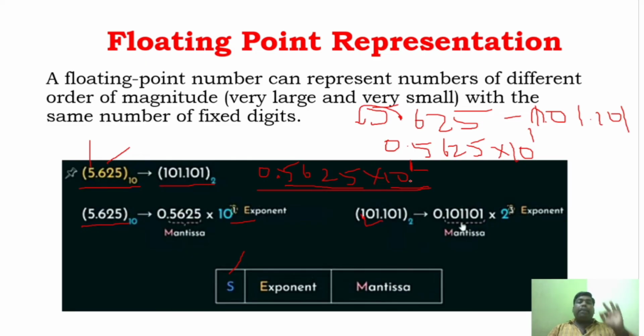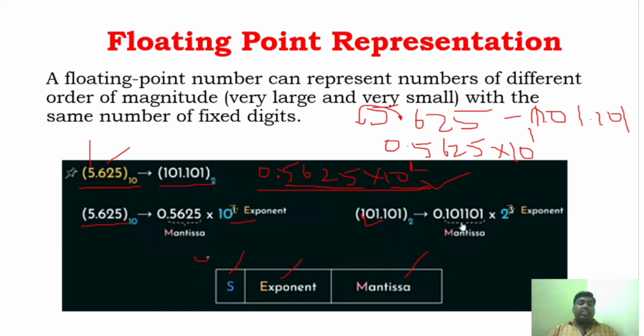So to represent a floating point number, we have to go for floating point representation. Sir, what is floating point representation? Now, as I said, this number is represented using floating point representation. That is, you have a sign bit, you need exponent bits, and you need the mantissa. So what is the sign bit?